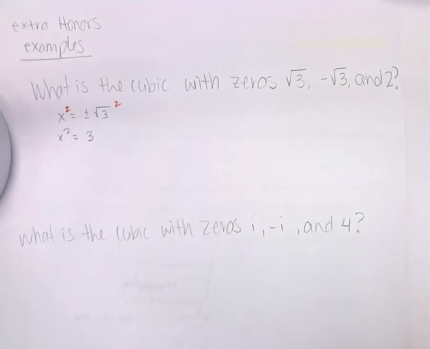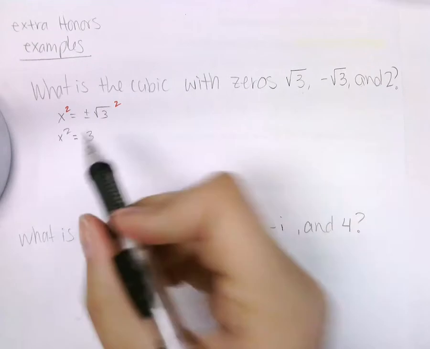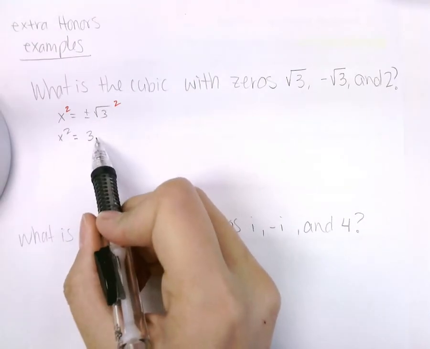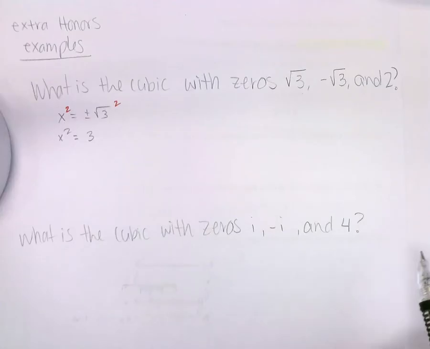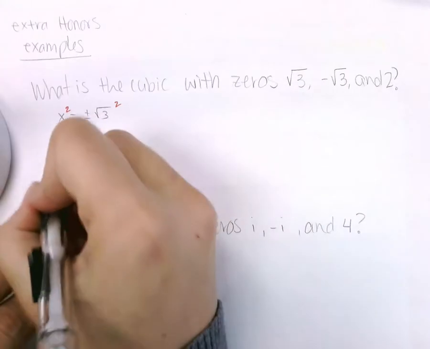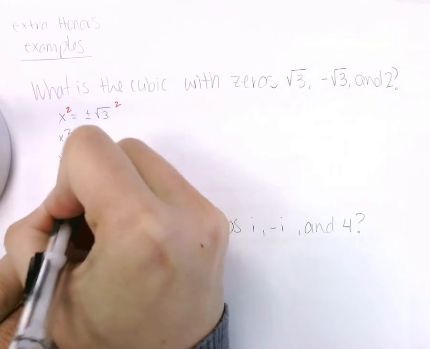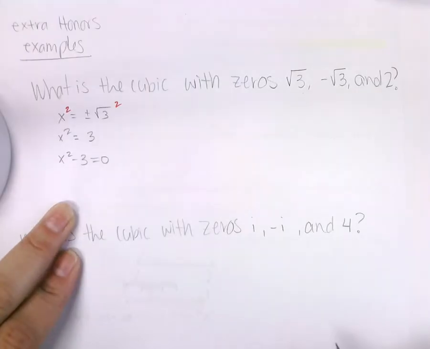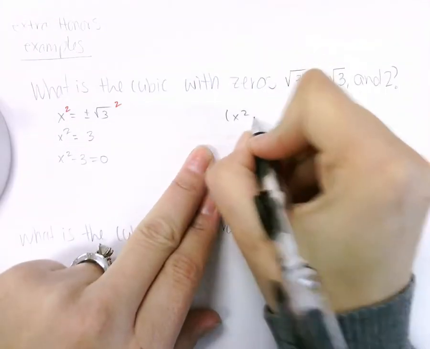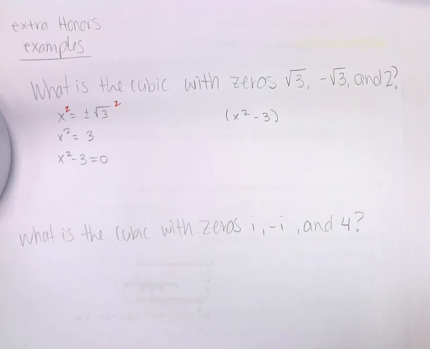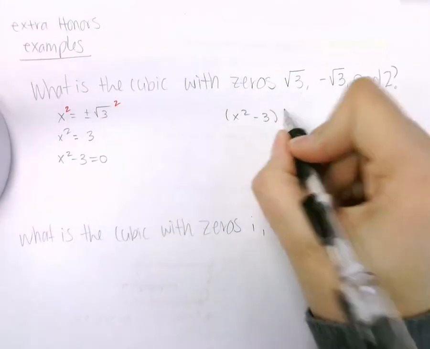And since the square root of 3 squared is 3, that means it came from this step. You can check real quick: if you take the square root of both sides, do you get the square root of 3? Yes, you do. So x squared minus 0 is x squared. Then that means it would have come from x squared minus 3 equals 0 before that. So that would be our first factor, x squared minus 3. And then this one's easy, that one's just x minus 2.